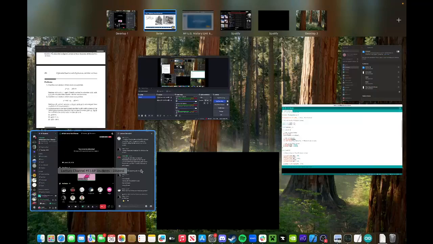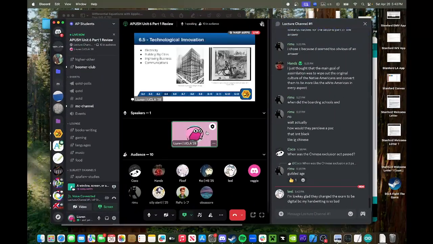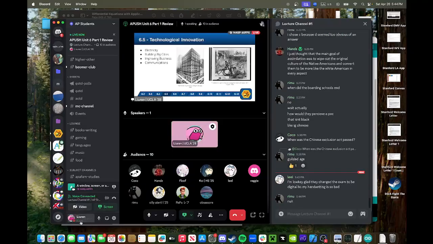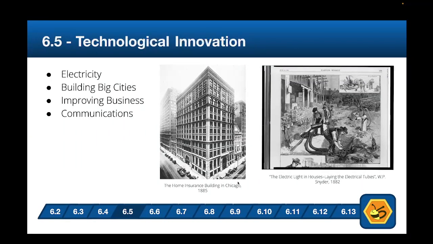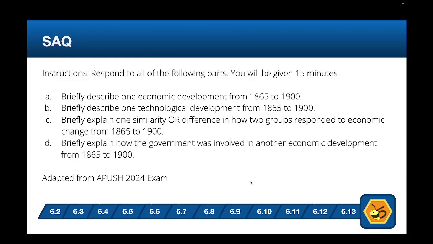Hopefully this is a straightforward one, but before I move on to the SAQ, any questions on this? I think we do have an SAQ next. All right, let's move on.